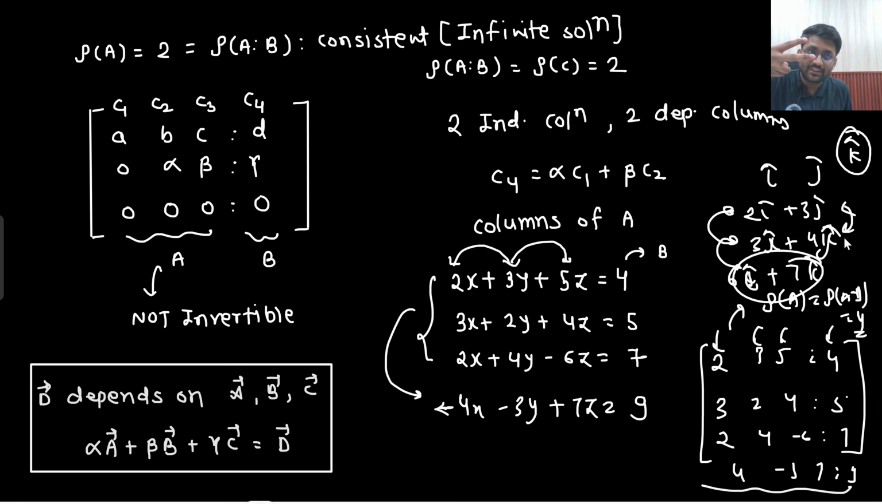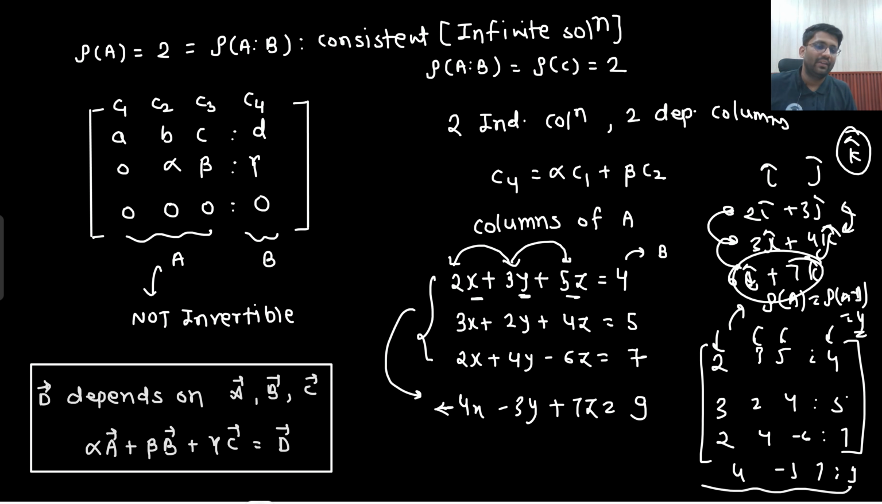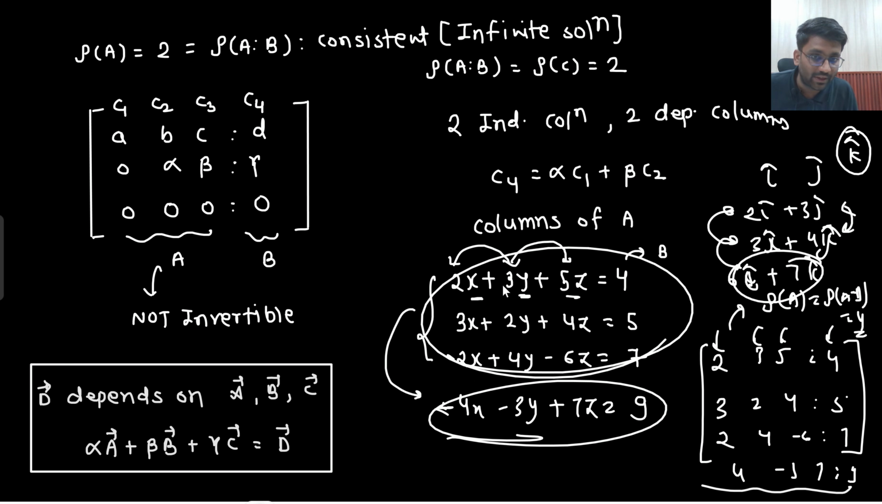If you are having a 2-dimension space, then only 2 independent vectors you can have. If you are having a 3-dimension space, then only 3 independent vectors you can have. If you are having a 4-dimension space, then only 4 independent vectors you can have. If you are having 3 variables, then maximum 3 independent equations you can have. The 4th one will surely depend on the rest of the 3.